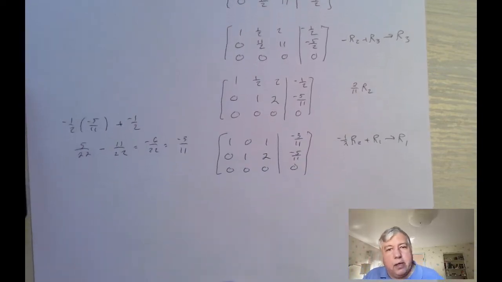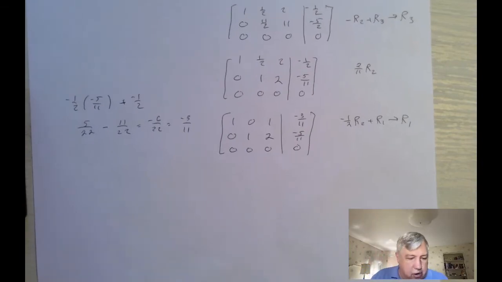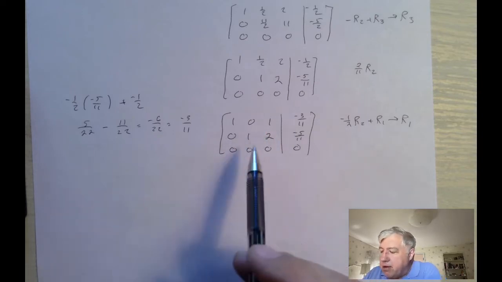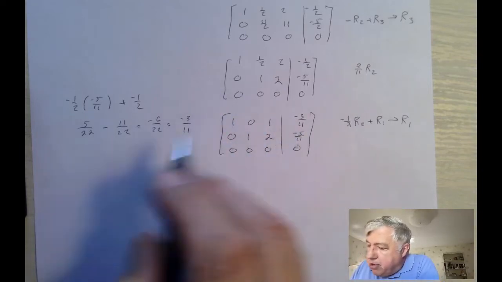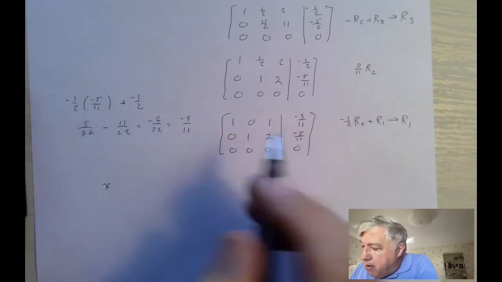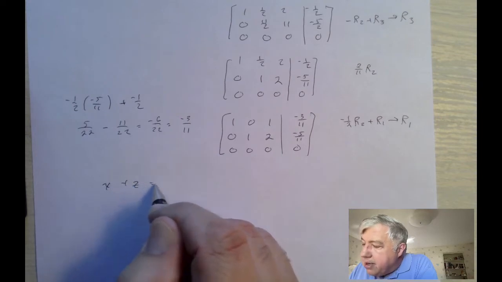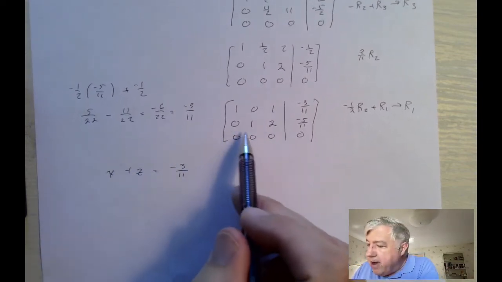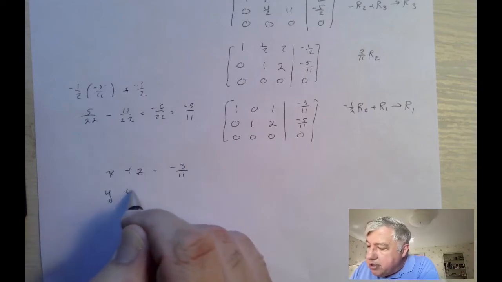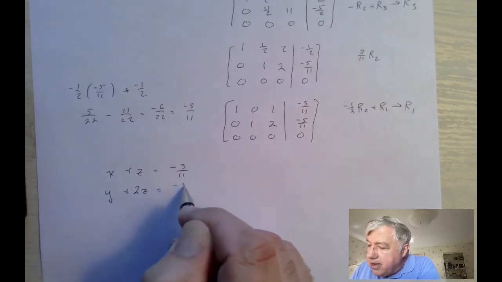Okay, and this is in reduced row echelon form, but we have to go back and bring the variables in. What are the equations that correspond to this row? Well, this first row says 1x plus 0y plus z is equal to negative 3/11. The second equation says that 0x plus 1y plus 2z is equal to negative 5/11.